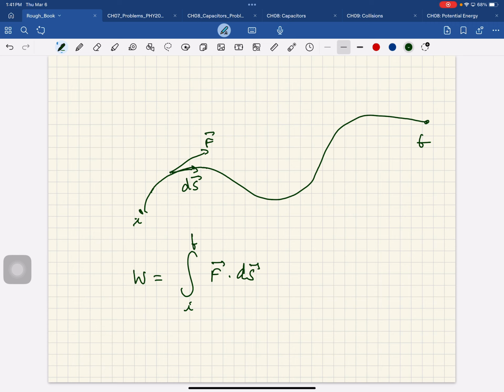It turns out that this line integral is easy to do for a few forces. It turns out that this line integral is the value of a function at the final point minus the initial point. And we put a negative sign for convenience.